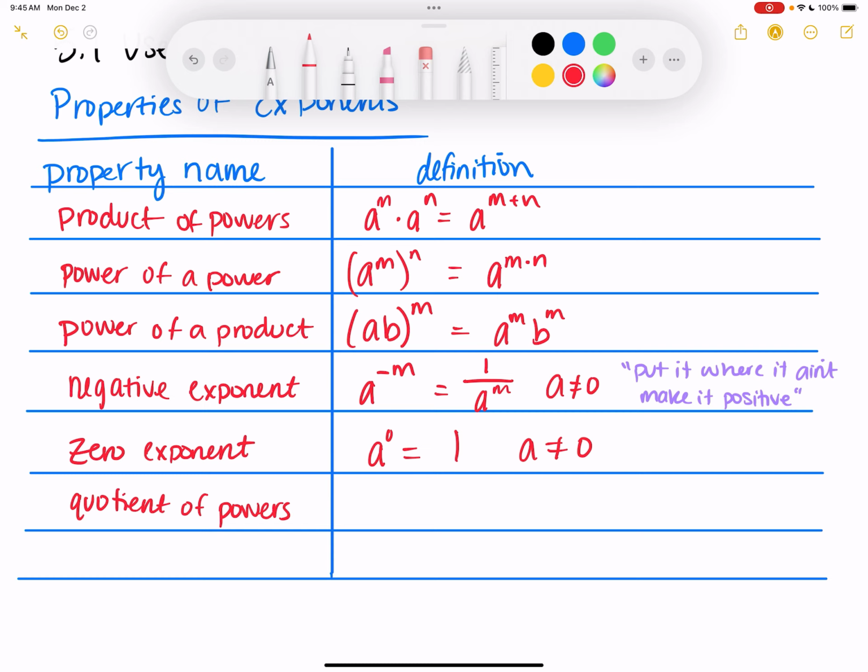All right, quotient of powers. If I have a to the m over a to the n, notice those things have the same base.